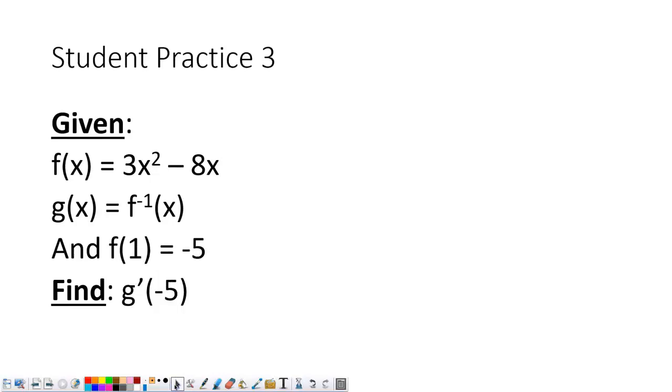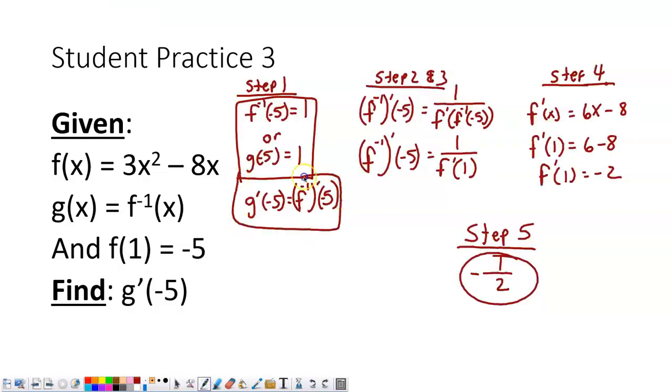So here's one for you guys. Go ahead and pause the video and see what you guys get. Okay, so step 1, I rewrote my information. Since f of 1 equals negative 5, that means that f inverse of negative 5 is 1, or you could say g of negative 5 equals 1, since g and f inverse are the same thing. And then I also reinterpreted what I'm trying to find. G prime of negative 5 is the same thing as f inverse prime of negative 5.